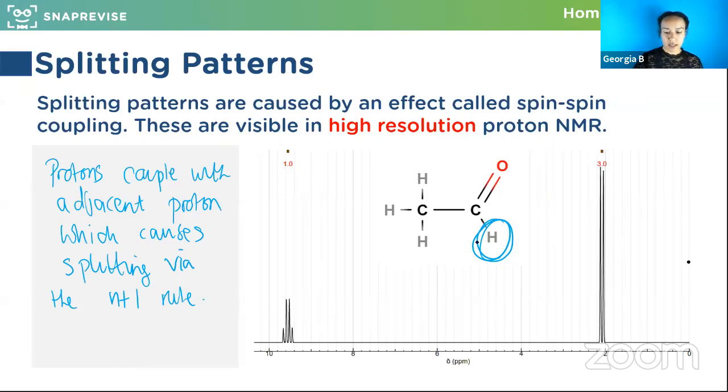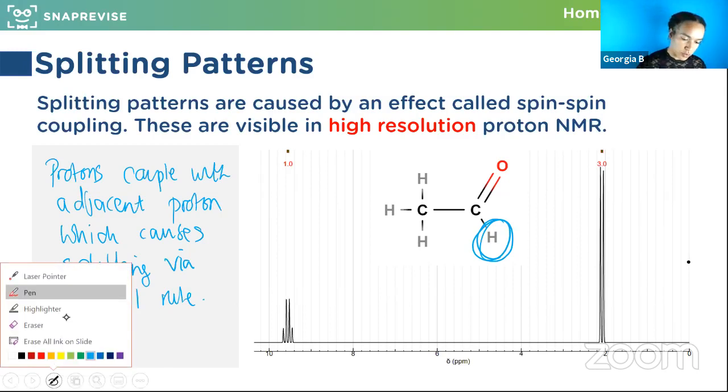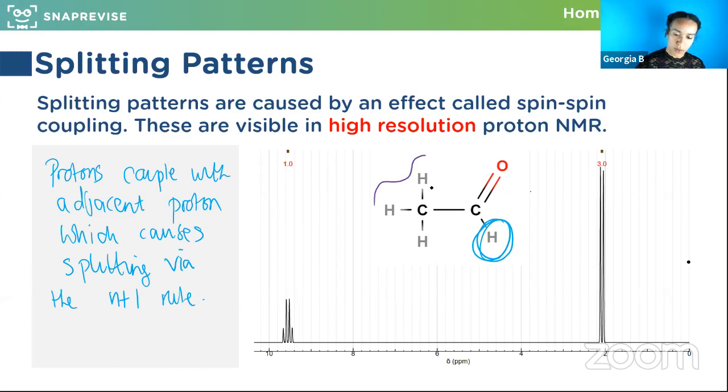So this hydrogen circled in blue is bonded to a carbon that is adjacent to a carbon that's bonded to 3 other protons. I'm going to circle those in purple. So the peak for the carbon in blue is going to have n+1 splits.